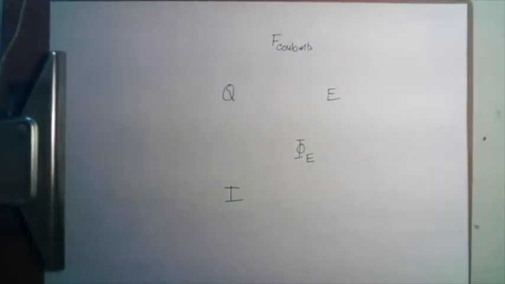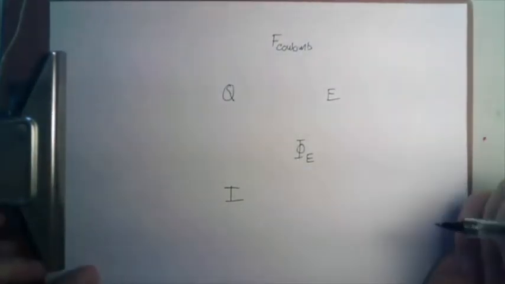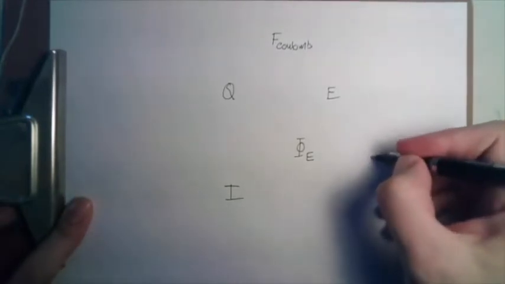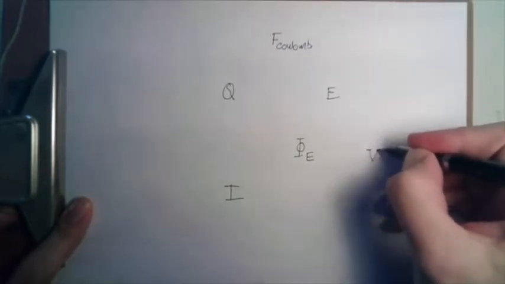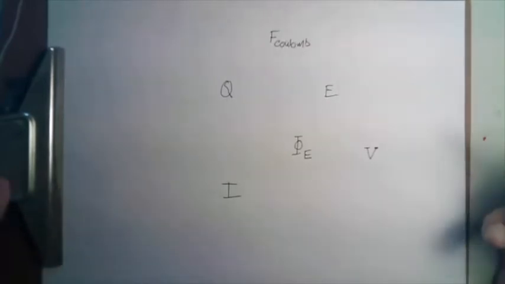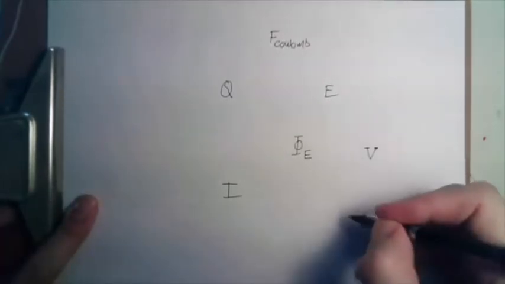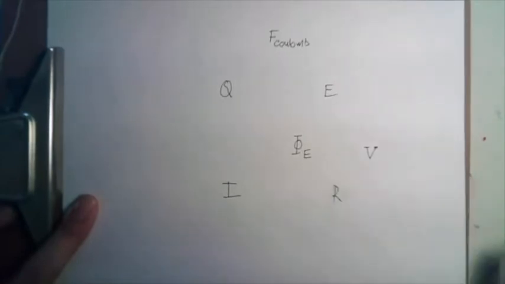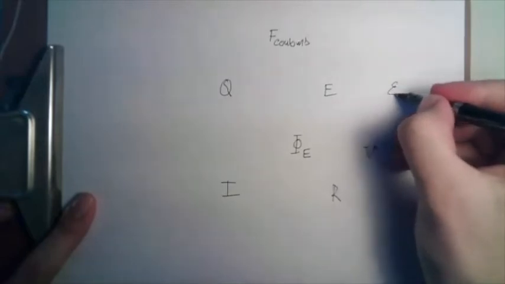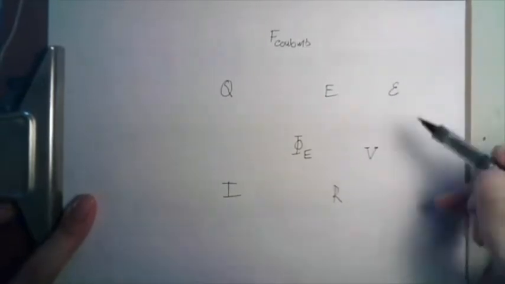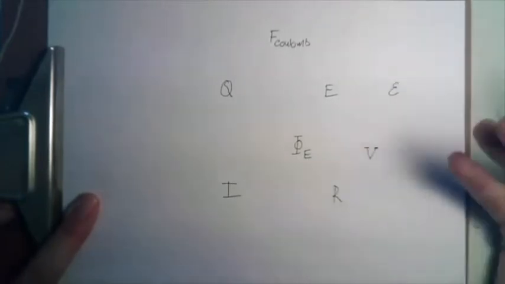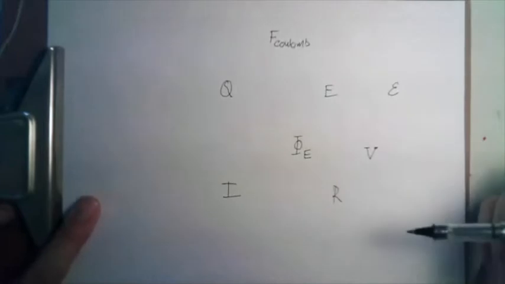So then we started talking about circuits, and we said, well, there's this thing that is an associated physical quantity called potential. And then when we were doing circuits, we also needed to define the resistance, and we needed to define the electromotive force, or in other words, batteries. And that was the end of circuits.